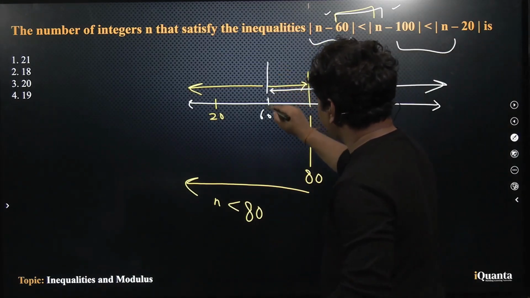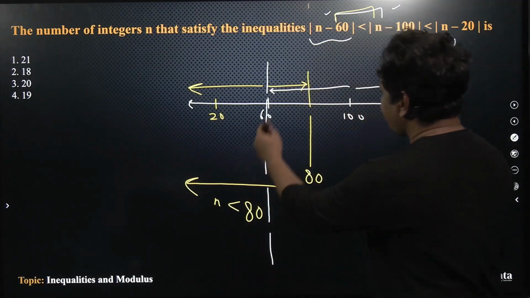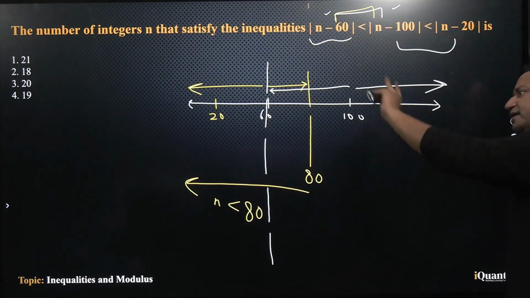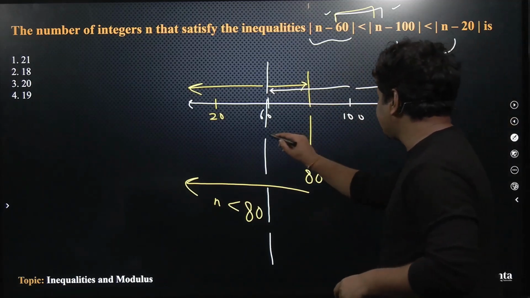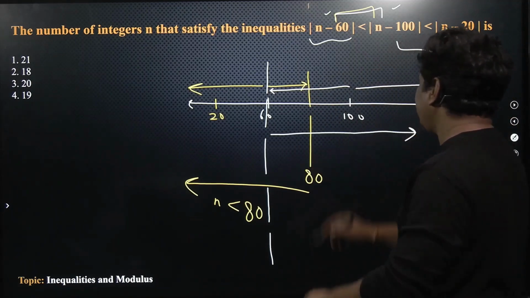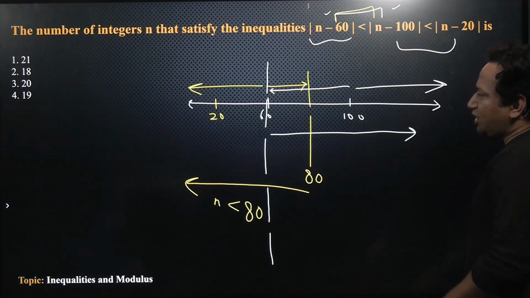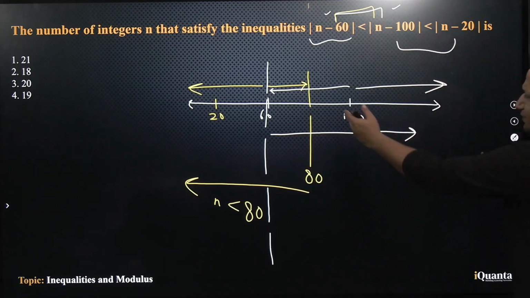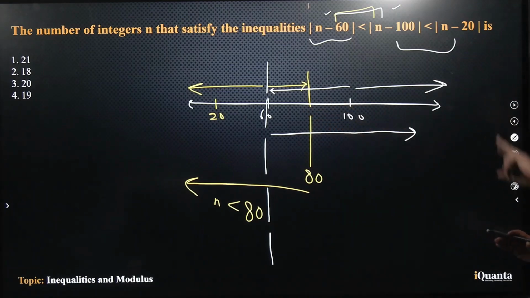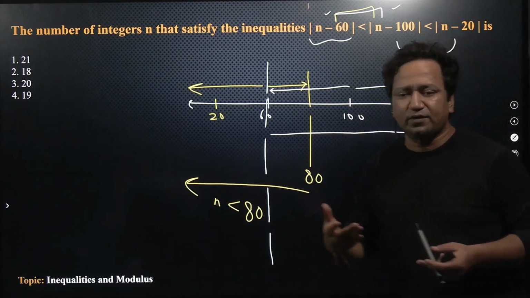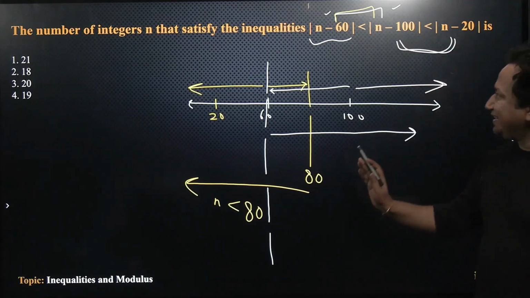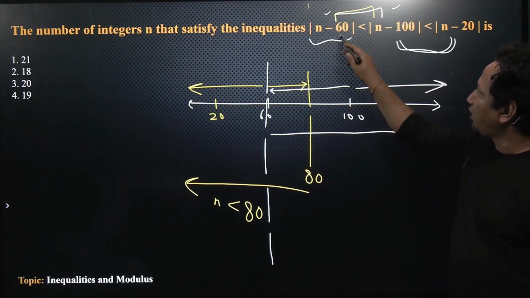So anything which is greater than 60 would of course be closer to 100 than 20. So here we have this interval. It goes beyond 60, to greater than 60. Anything greater than 60 would be closer to 100. For the first condition, anything less than 80 will be following this one.